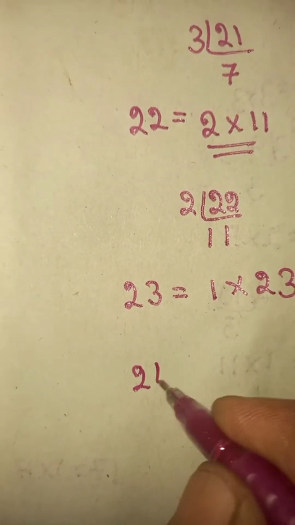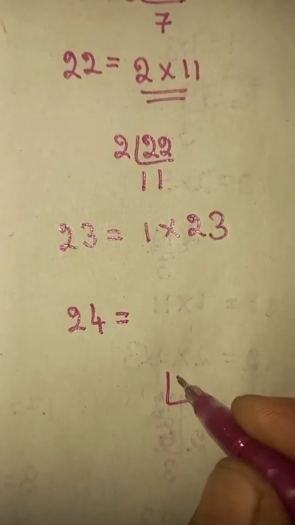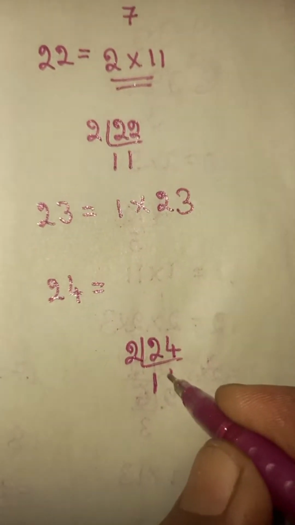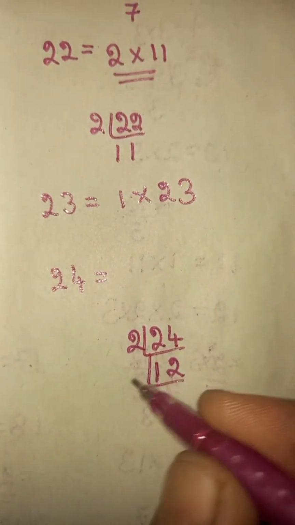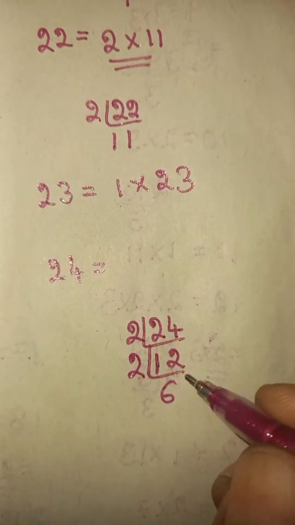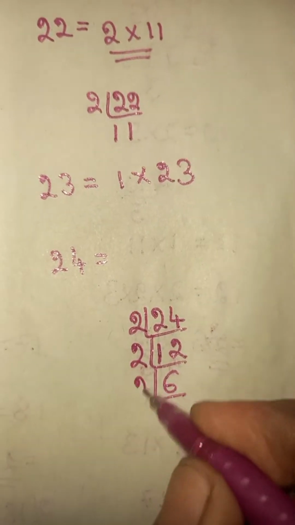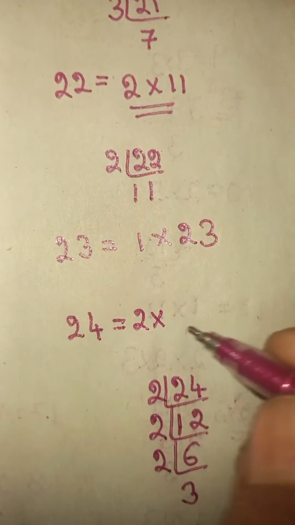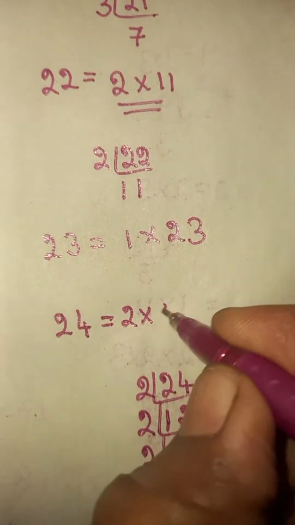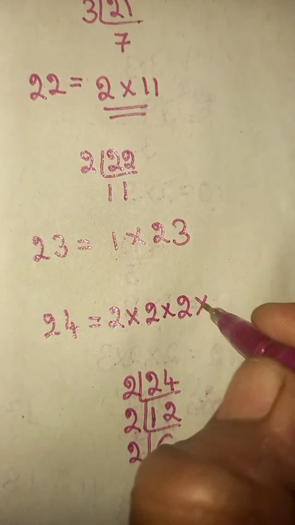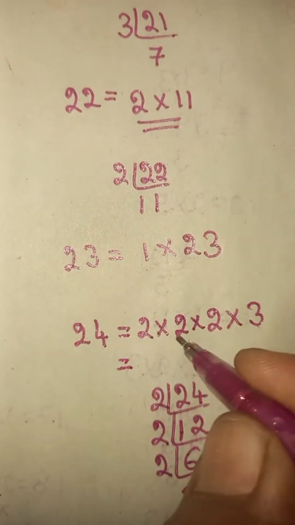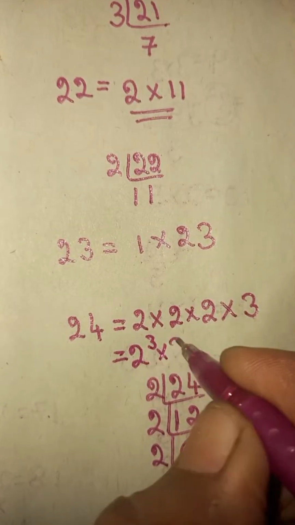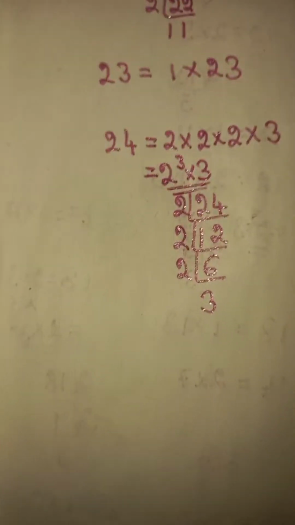Let's take 24. 24 you can start dividing. Let's divide it by 2. 2 times 12 is 24. Again 12 can be divided as 2 times 6. 6 can be divided again as 2 times 3. So you can write it as 2 times 2 times 2 times 3. You can simplify and write 3 twos, so 2 cubed times 3.